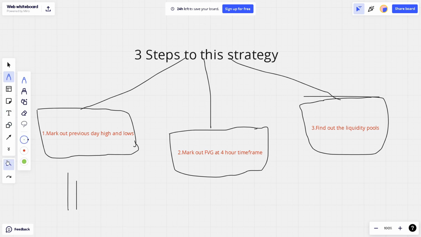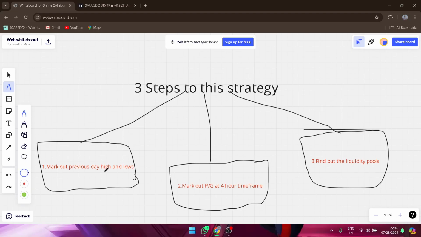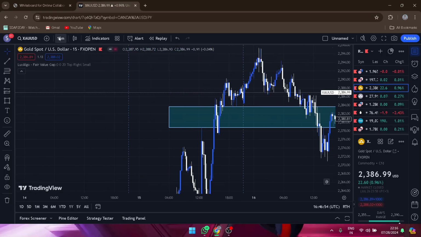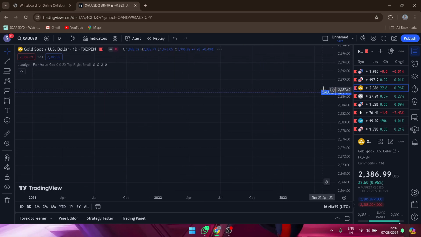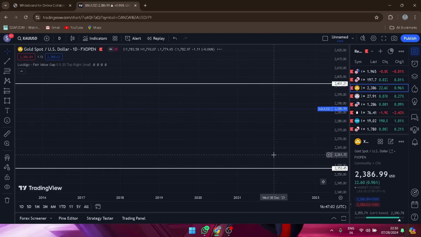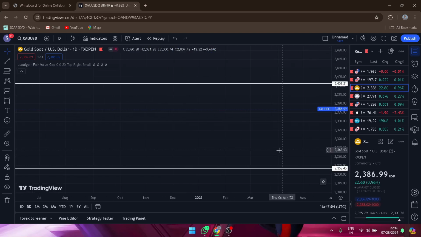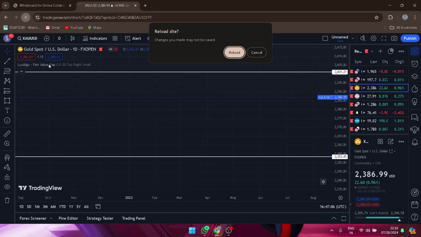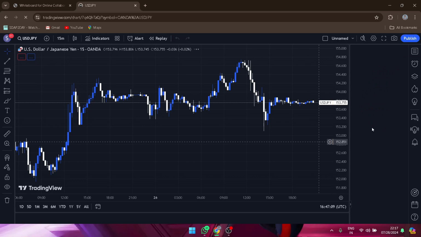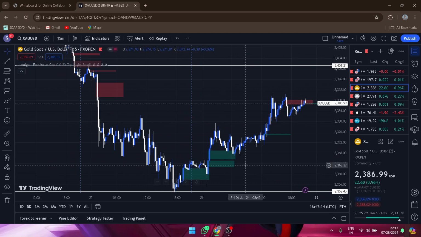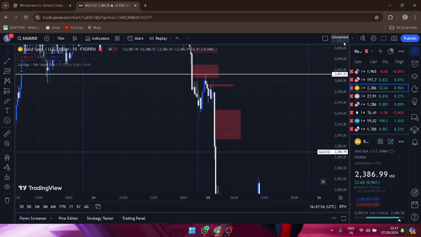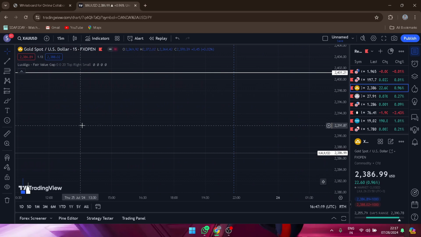Let me remove all this. What is a fair value gap? Let me show you an example of what a fair value gap is. Wait, give me a moment. Let's go to a day time frame. All right, one sec. Let's go to the time frame, and you'll see that there are irregularities in the market. What are the irregularities? Let's see.